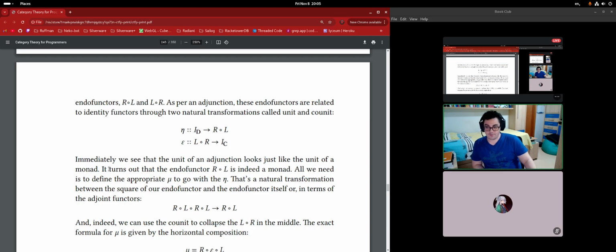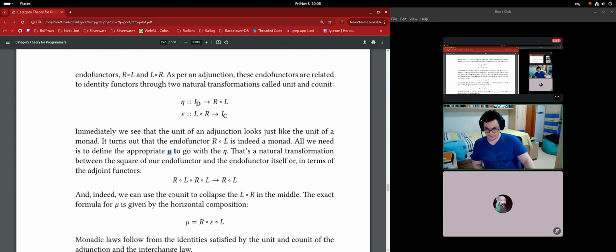And then it turns out that R after L adjunctions indeed form a monad. And then you need to define the appropriate mu and eta, natural transformations between the square of the endofunctor and the endofunctor itself, or in terms of the adjoint functors. So I don't recall, why are we doing this operation? Because that's the output of eta squared. This is the output of eta squared.